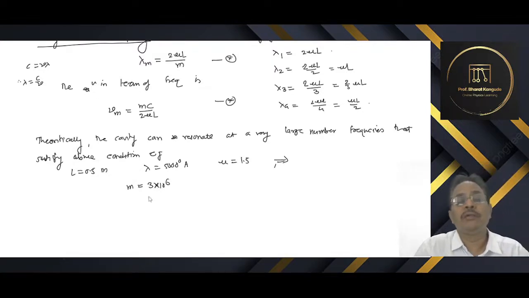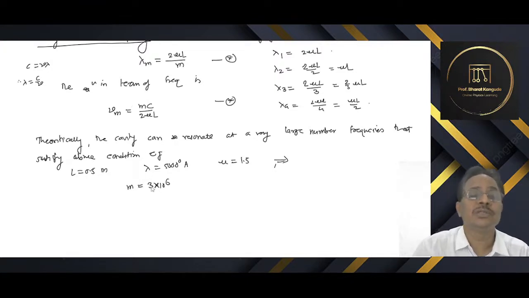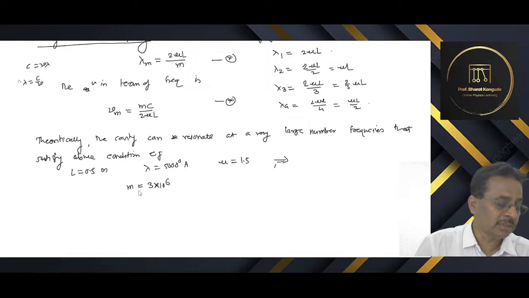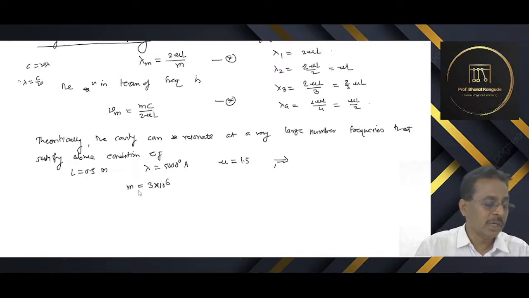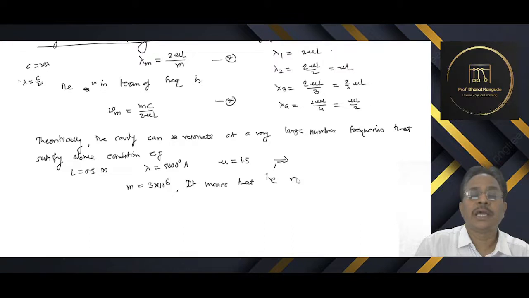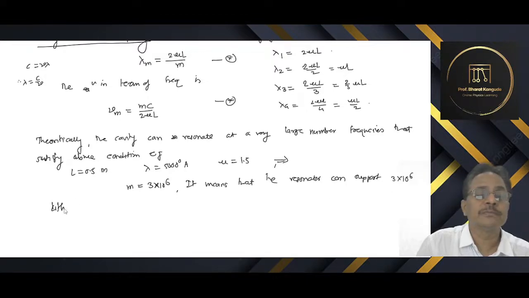This m is going to be very, very large. So this entire calculation gives you either this or this. You can use this expression earlier, lambda m equal to twice mu L upon m. Calculate this m, you will get this number m to be very, very large. This is 3 into 10 raised to 6, and it means that the resonator can support, how many? This 3 into 10 raised to 6 different frequencies, theoretically different frequencies.